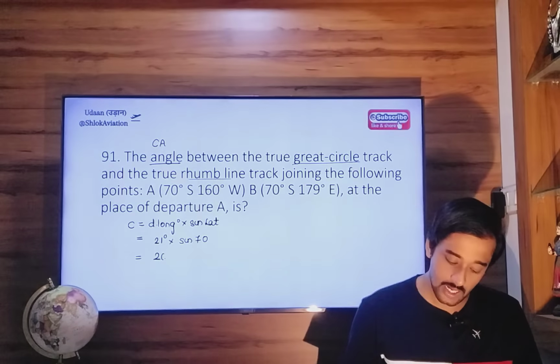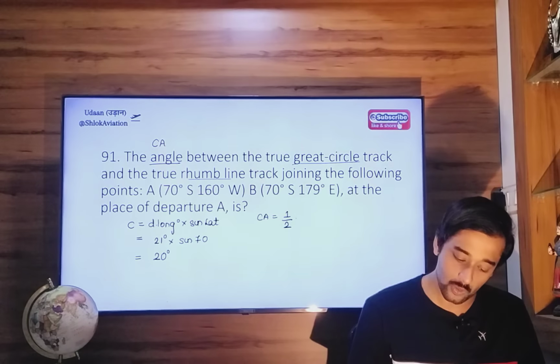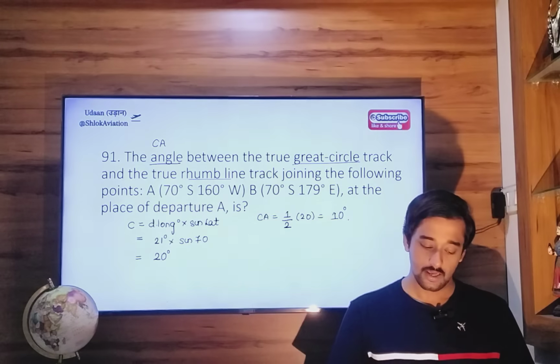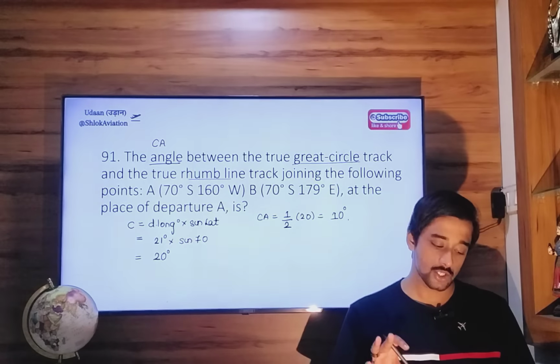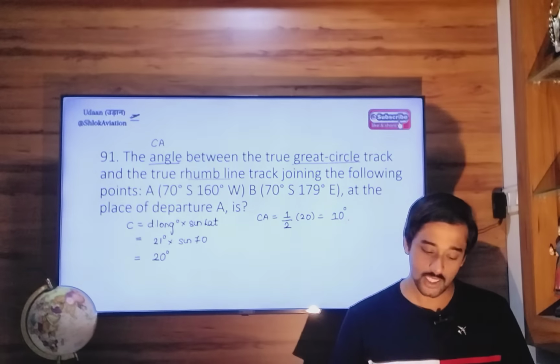Let's consider 20 degrees. So convergency angle will be half of convergency. So half of 20, that is 10 degrees. Okay, so the angle between true great circle track and true Rumline track joining places Alpha and Bravo is 10 degrees.